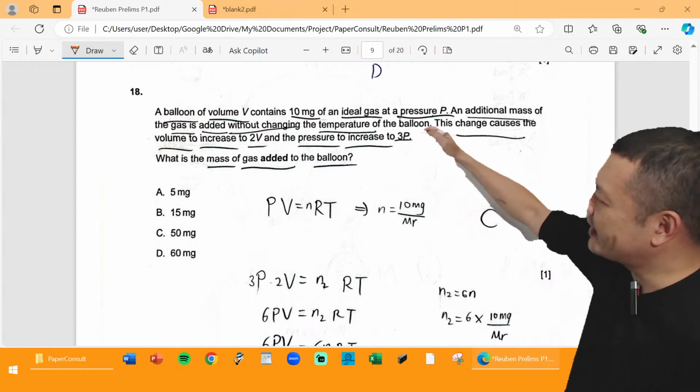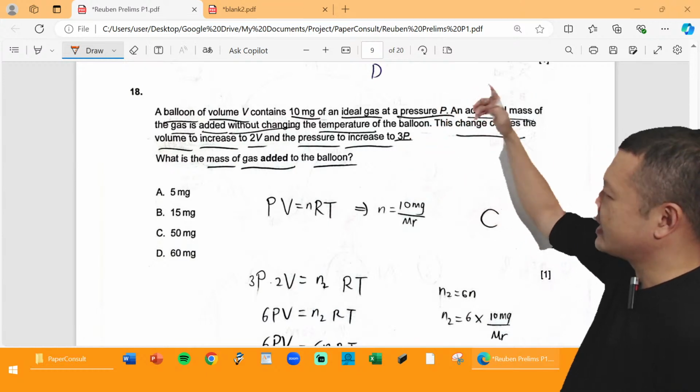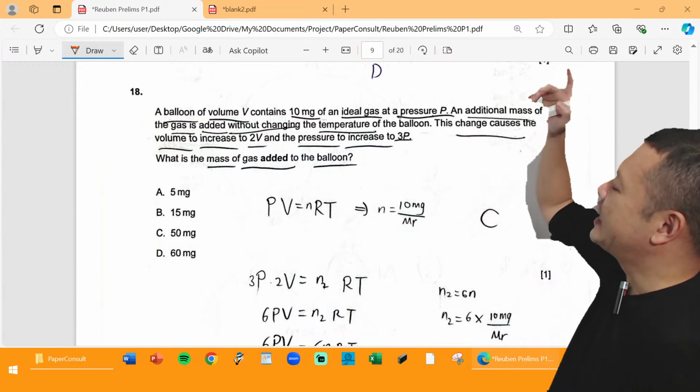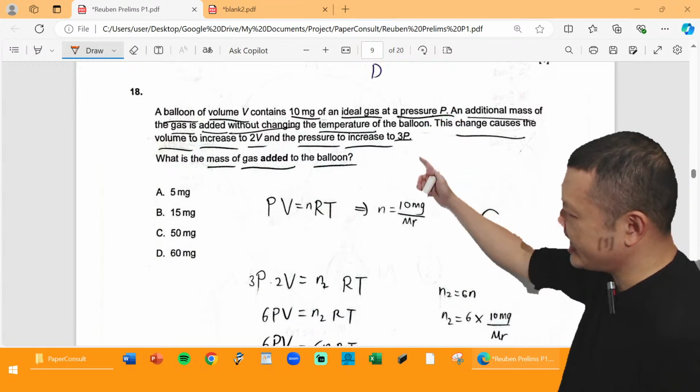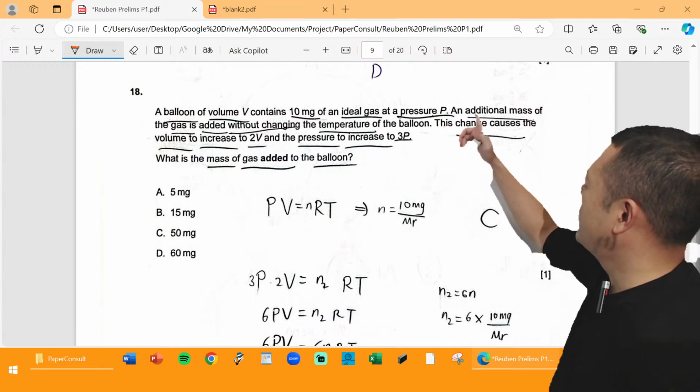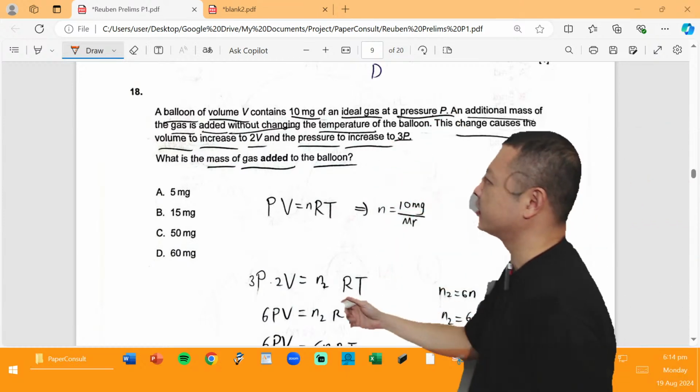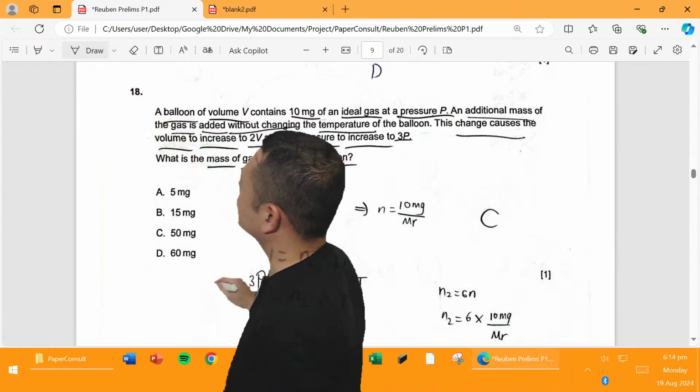Okay, 18 is just strictly PV equals nRT, right? Then you check how does the n change for the increase in the volume of gas into it. So PV equals nRT, just check the n. All right, let's go through 19.